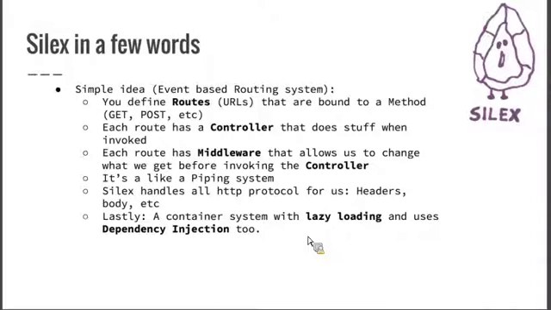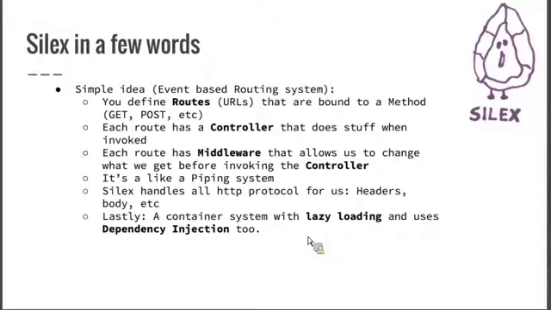These routes can have middleware that allows us to change what we get before invoking the controller. So we can make a chain of preprocessors that work on the message we're getting, and then we can also make a chain of post-processors. So it's like a piping system. We have these multiple routes. Each route can modify its data using this middleware and finally process it using this controller. And Silex handles all the HTTP protocol for us. It can fetch headers, bodies, files, multiparts, whatever you want.